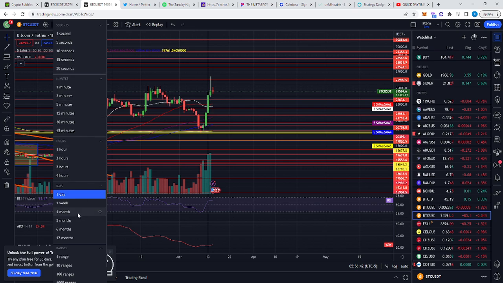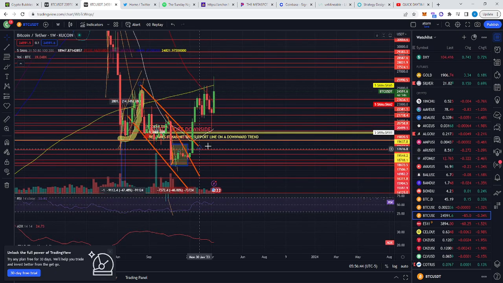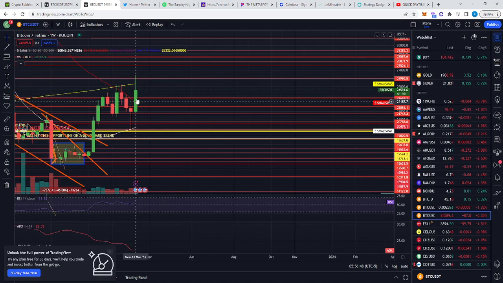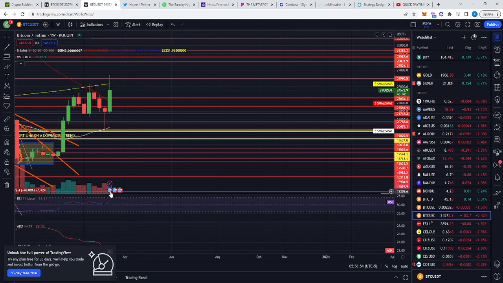Let's go take a look at the weekly now. All right, this is the weekly. As you can see, green wick. One, RSI looking good on the weekly. Got a little buying pressure coming in on the weekly.